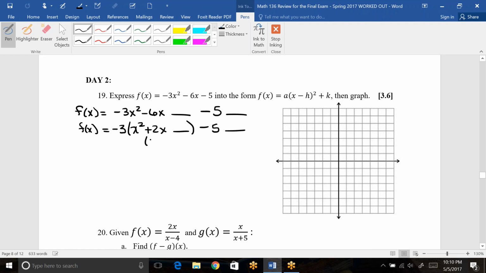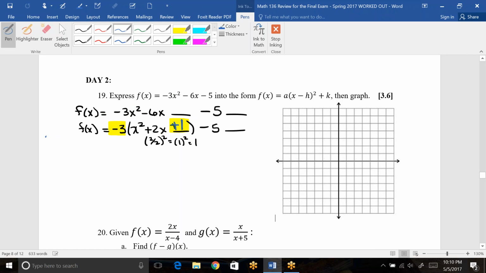We take half of the middle term and then square it to complete the square here. So that would be 1 squared, which is 1. And that's what you add into this blank right here. Now, you have to be careful because you didn't really add just 1. You added something times 1. So this is negative 3 times 1.